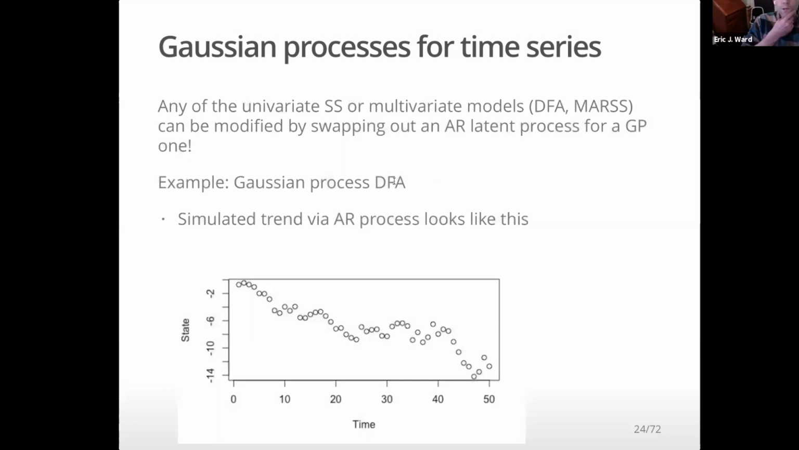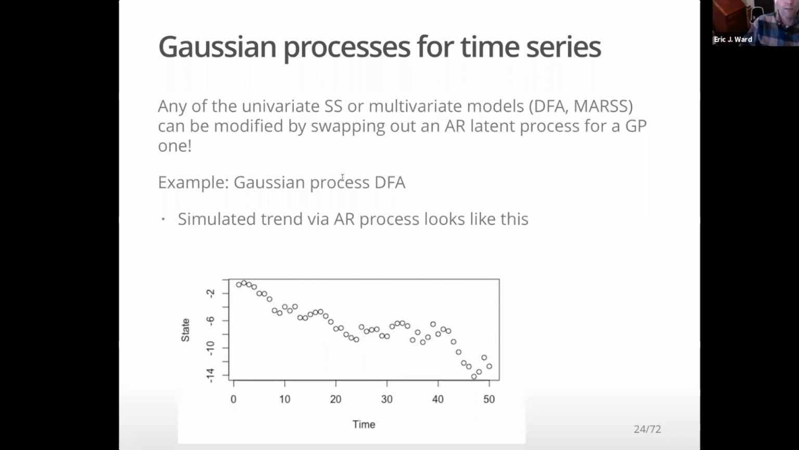So basically every model in this class that we talked about so far in the parametric framework, we could substitute a Gaussian process in its place. This could be done with a DLM, a DFA model, or a MARSS model that has multivariate time series. I illustrated with the Gaussian process DFA a couple of weeks ago what that might look like.